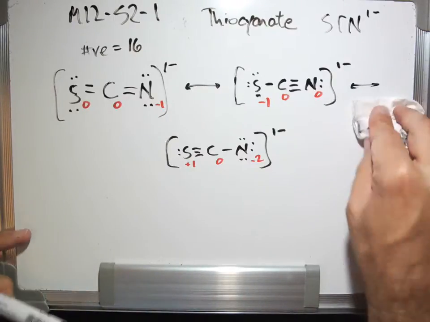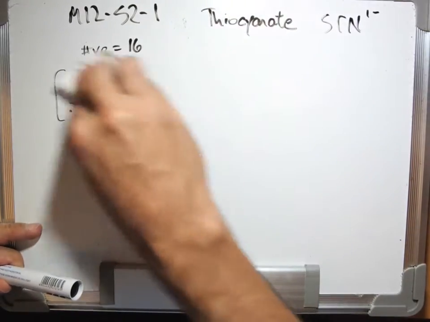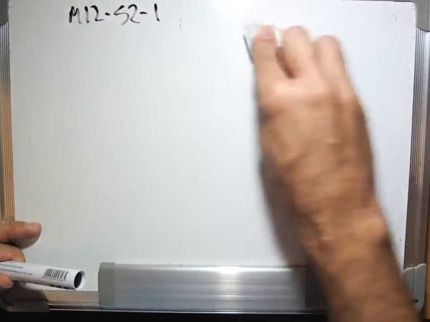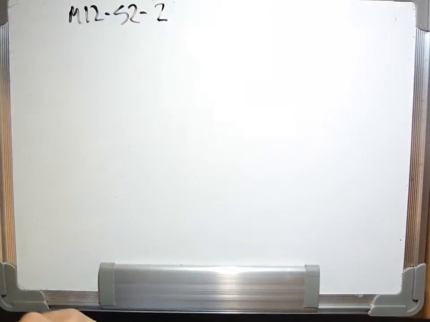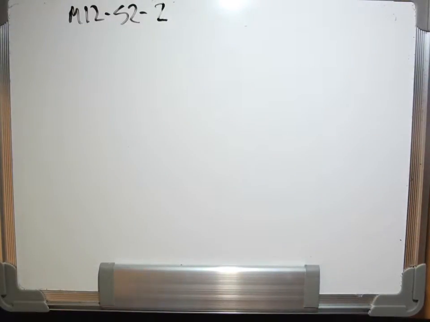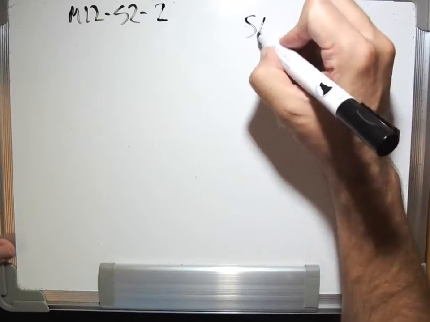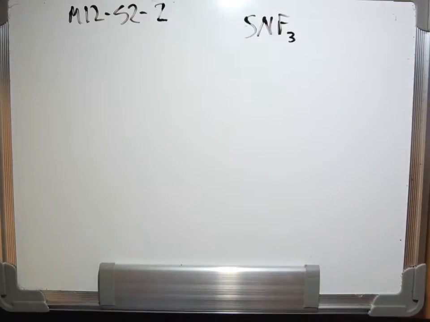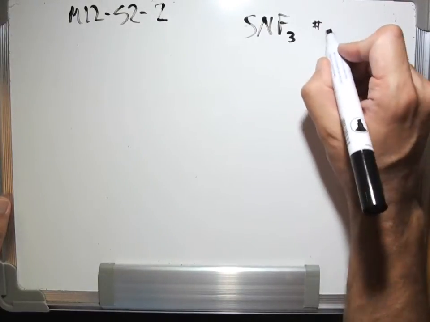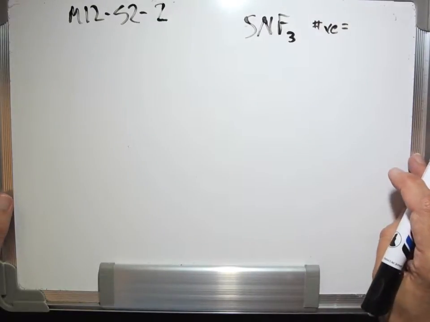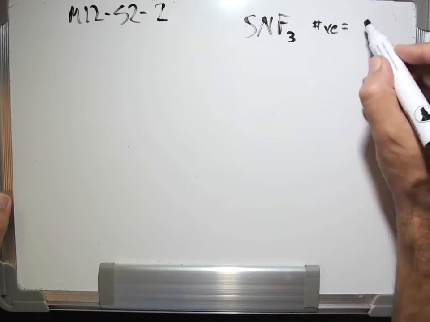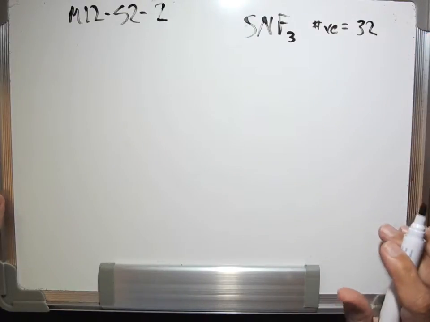Okay, let's do question 2. And in question 2, we are asked to come up with 3 contributors to the resonance hybrid for this molecule, SNF3. This is thiazyl trifluoride. Okay, so how many valence electrons do we have to work with here? Okay, so we got a group 6, a group 5, 3 that are from group 7. We do that necessary arithmetic. We're going to come up with 32 valence electrons.